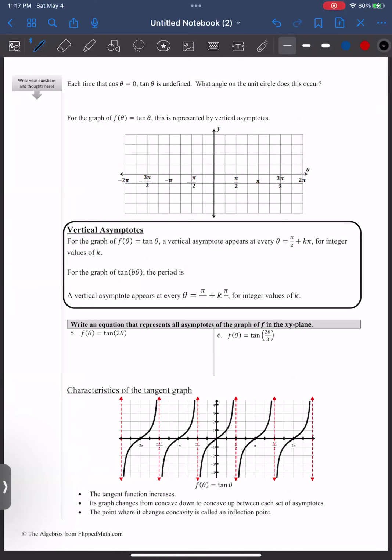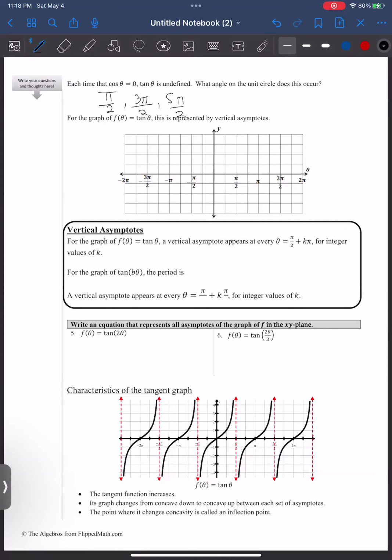So here we have each time the cosine of theta is equal to 0, tangent of theta is undefined. At what angle on the unit circle does this occur? It occurs at pi over 2. It occurs at 3 pi over 2. And then I just keep going, I keep on adding that pi over 2: 5 pi over 2. And I'm going to stop, I think, at 5 pi over 2.